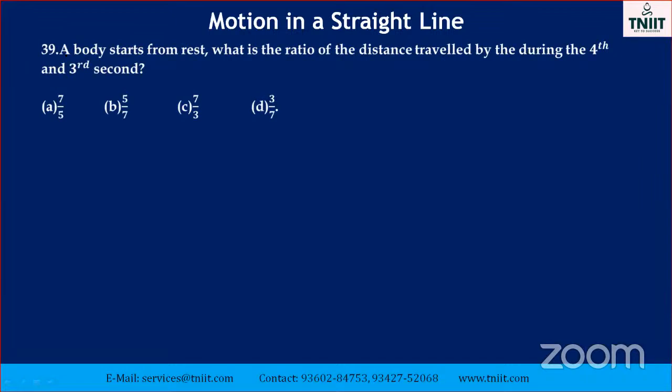Look at this problem. A body starts from rest. When a body starts from rest, what is the initial speed? 0. What is the ratio of the distance traveled during the 4th and the 3rd second? Distance traveled in the 4th second to the distance traveled in the 3rd second. This ratio they are expecting.